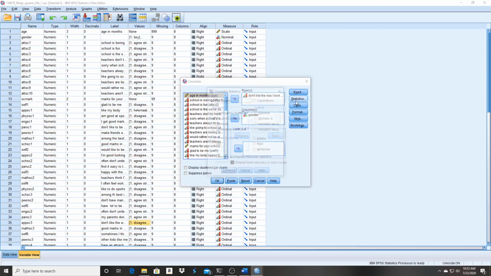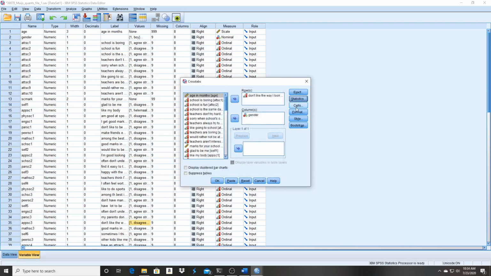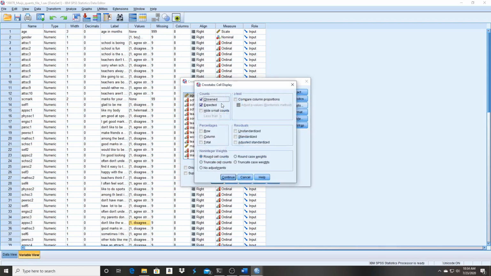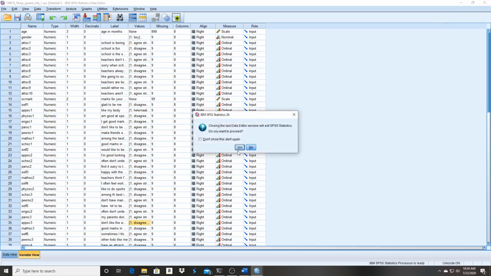So then you go in Statistics. Please click chi-square and phi, Cramer's V, okay? That was under Statistics. And then under Cell, go to Observed and Expected. We want both of those, okay? Hit OK. Hit Continue. And then hit OK. I'm going to close out of this because I have already done that.